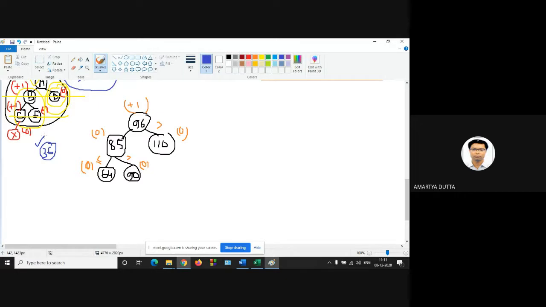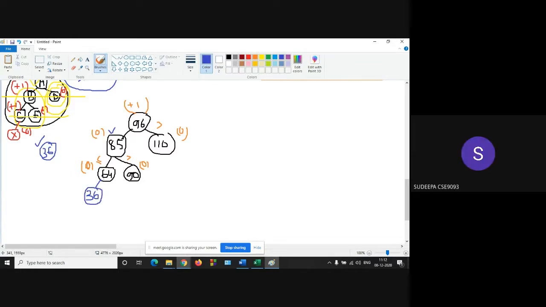Every time you have to check the balance factor of each node starting from the leaf node. Okay, is it clear? So insert 36. 36 is less than 96, so obviously it should be in the left subtree. Now 85, 36 is less than 85, so obviously it should be in the left subtree of 85. 64. 36 is less than 64, then 36 lies in this way. Okay. Is it clear? Yes, sir.